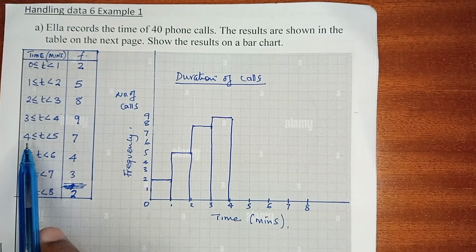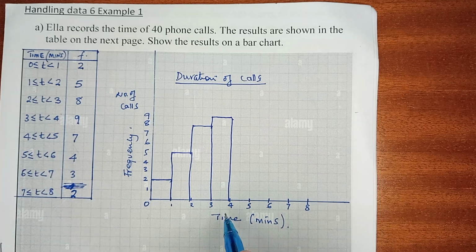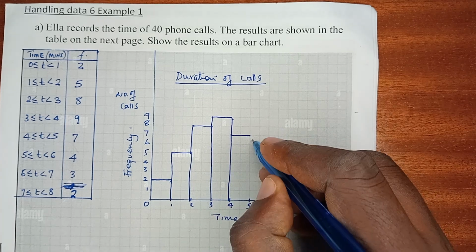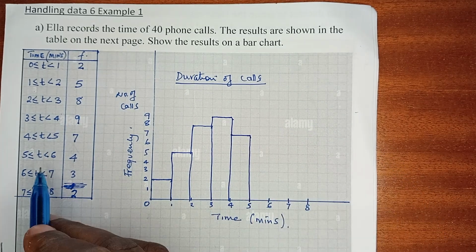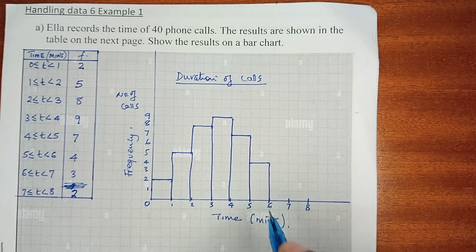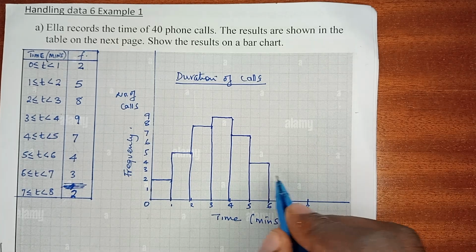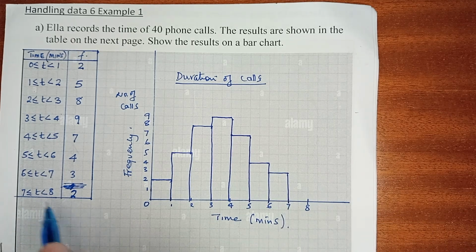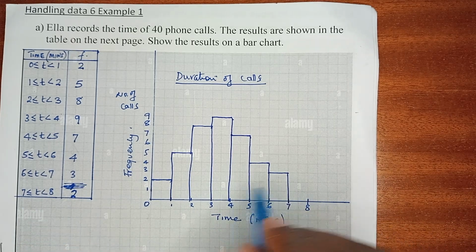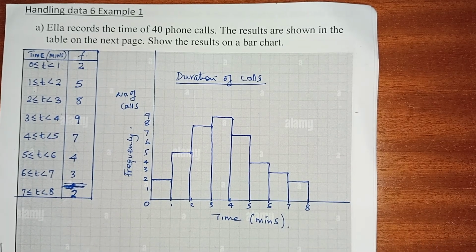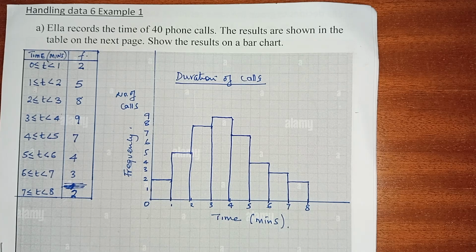Then going back to the table, 4 to 5 minutes, we have 7 calls. So the frequency is 7. 5 to 6, we have 4. The frequency is 4. And then 6 to 7, we have 3. There we go. And 7 to 8, we have 2. And we end it there. That is basically how we are expected to answer that first question.